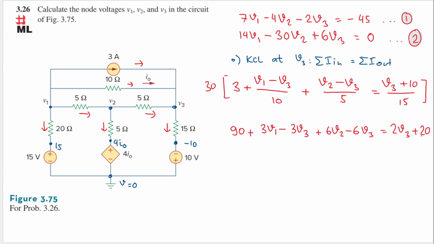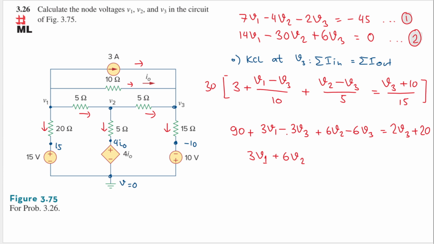Okay, that's good. So I will have 3V1 here. Okay, V1 only have from this one, and V2 only from this one. So I will have plus 6V2. And then what else? V3. I think that is from this one, right?